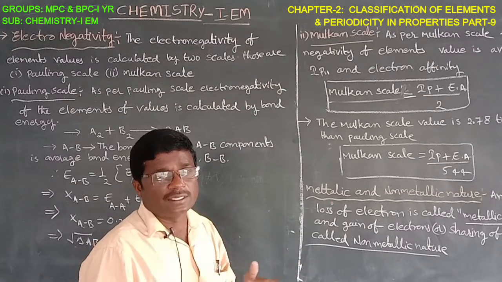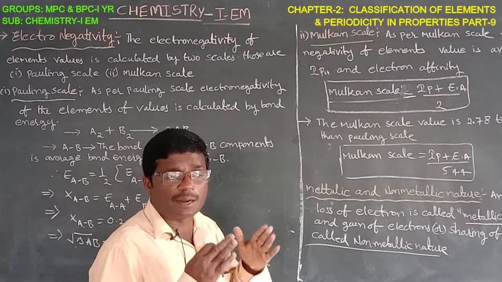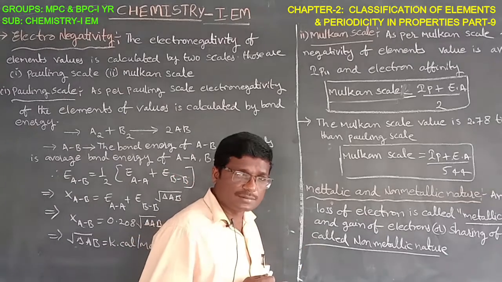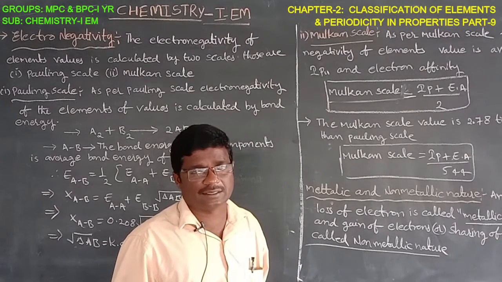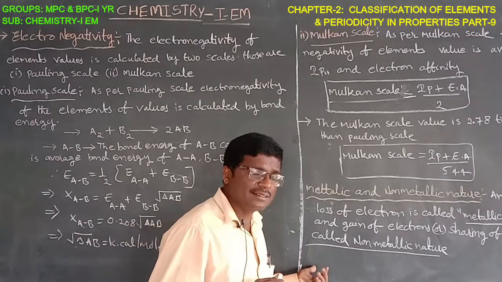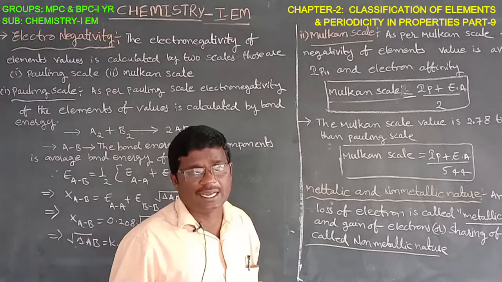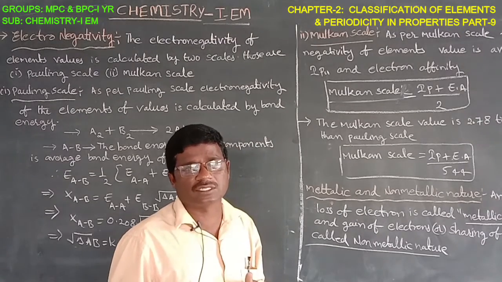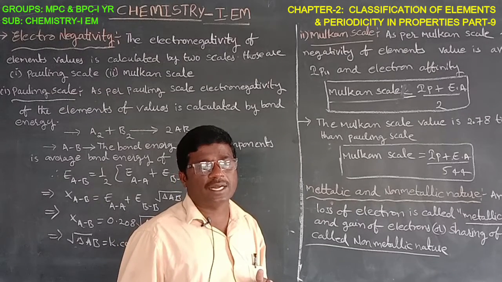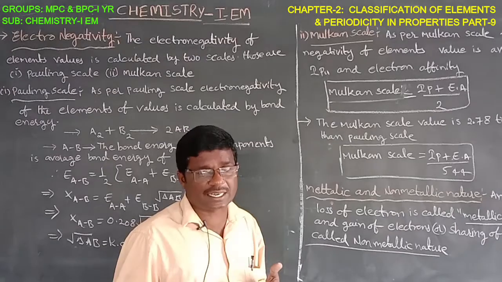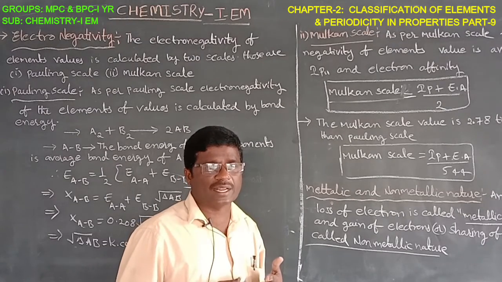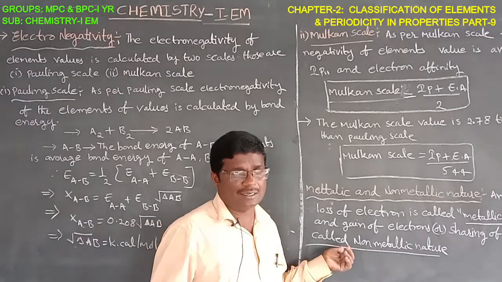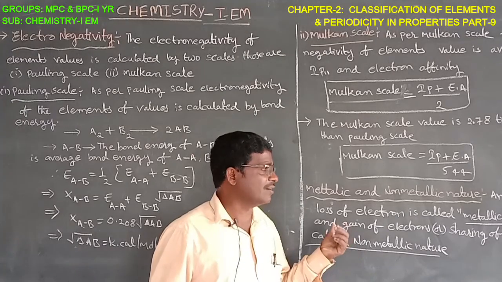Variation in period and group. In any group, from top to bottom, non-metallic nature decreases and metal nature increases because atomic radius increases. In a period from left to right, non-metallic nature increases and metal nature decreases due to the nuclear attraction force strongly attracting the outermost shell, because the number of shells remains constant. So in any period from left to right, metal nature decreases and non-metallic nature increases. That is the variation in period and group of the metal and non-metallic nature.